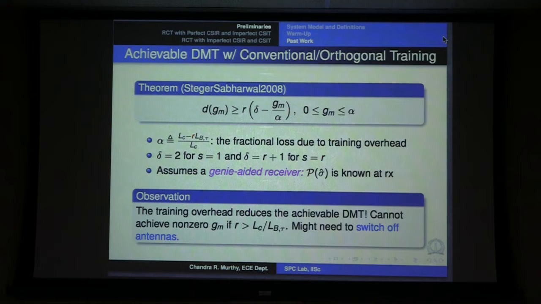So all of this discussion is relevant only when the training duration occupies a significant portion of the coherence time of the channel. So for very slowly varying channels where the training duration occupies negligible overhead, this discussion is completely irrelevant. It's a moot point. Okay? It's valid for fast varying channels where you want to train as fast as possible.